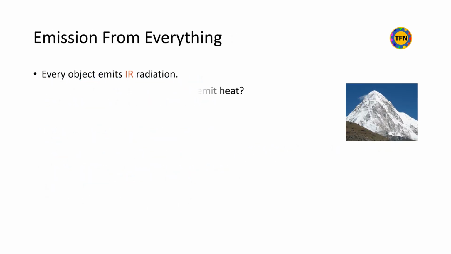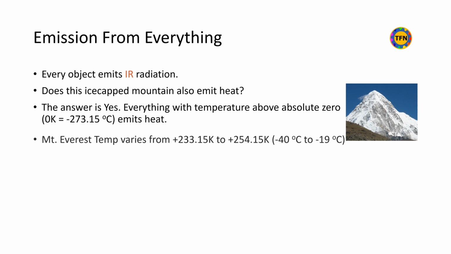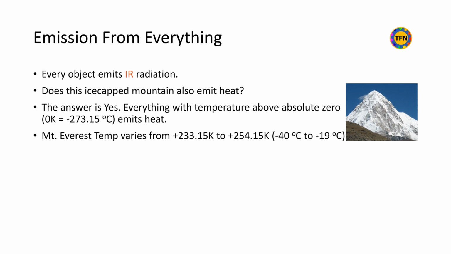Every object emits IR radiation. Does it mean very low temperature objects also emit IR radiation? Yes, all objects with temperature above absolute zero emit heat. Absolute zero temperature is 0 Kelvin or minus 273.15 degrees Celsius. Even the lowest temperature on Mount Everest is well above 0 Kelvin.